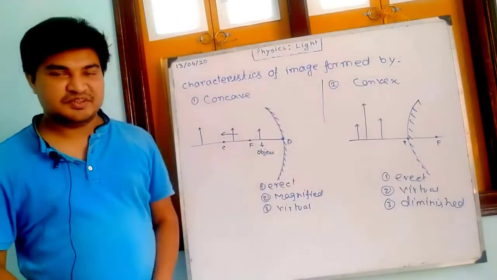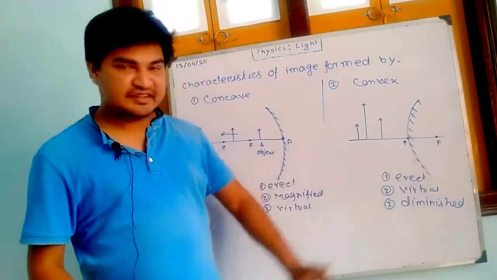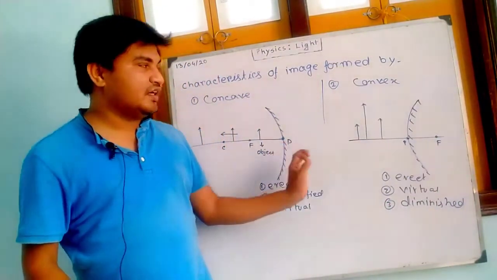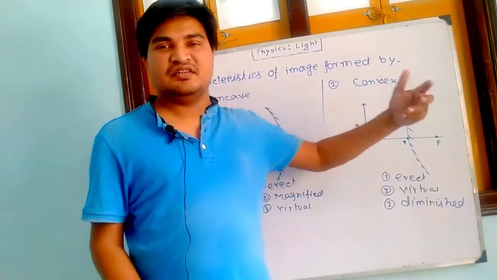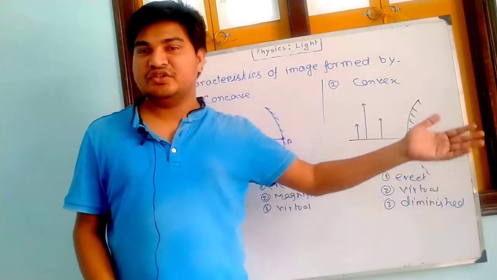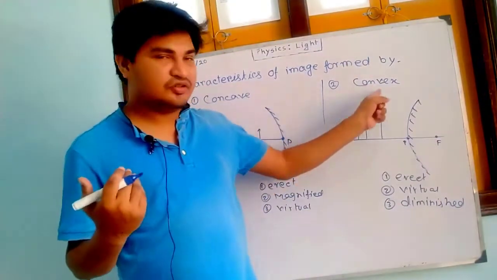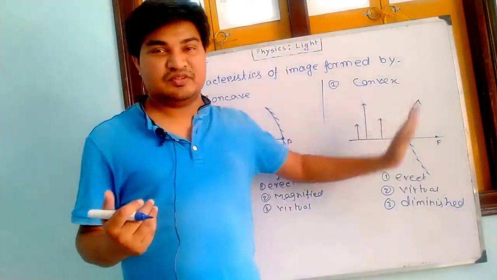In case of a convex mirror, as it always produces a diminished and erect image, the major use of a convex mirror is in the car mirror, that is the rear view mirror, which is used to see the objects present behind us. Okay, this is a very major use of a convex mirror.